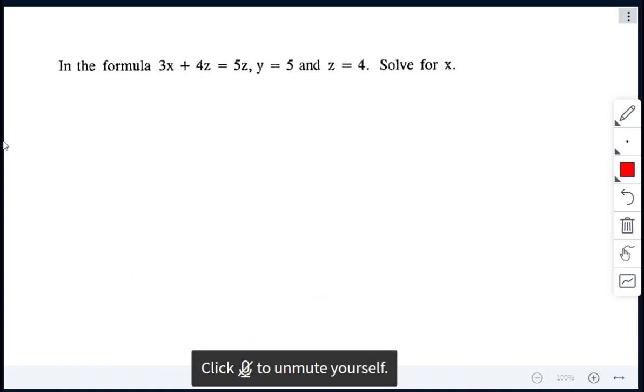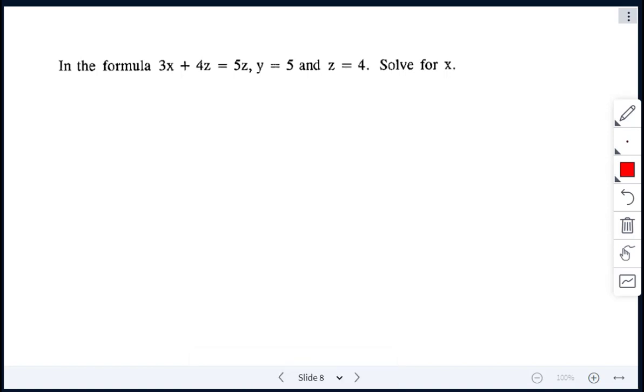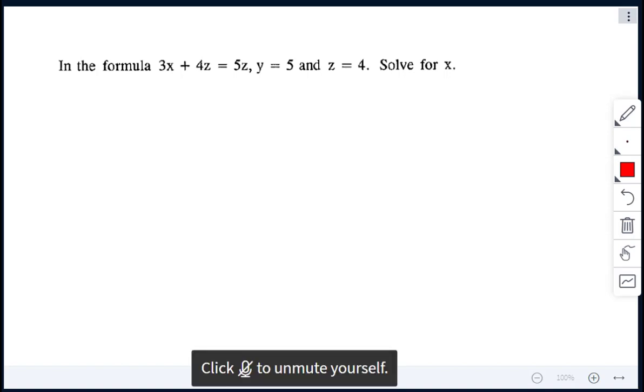Okay, so let's go over this one. So we have 3x plus 4z equals 5z, and most of you noticed that there was no y in the equation. It's just there as extra info. All right, so just like sometimes when you have a word problem and they'll provide you with lots of extra info and you have to pick out what you need to solve the question. All right, so don't get confused if there's extra information. So our formula, let me just start the recording, sorry.